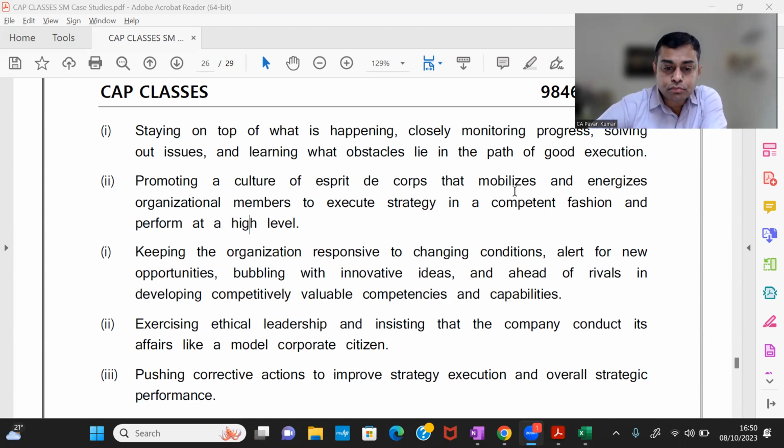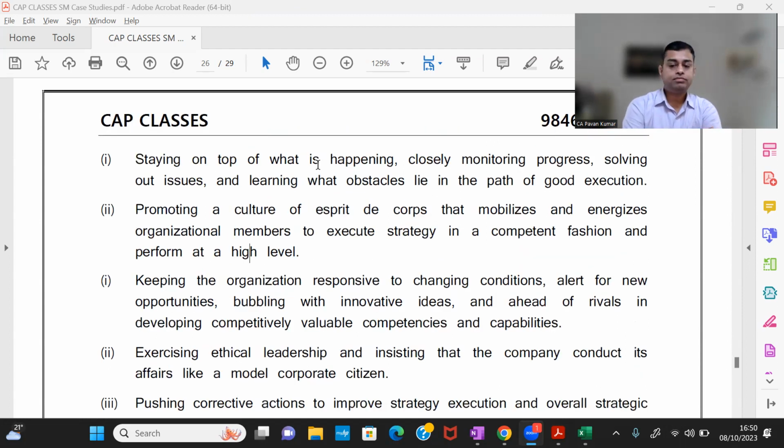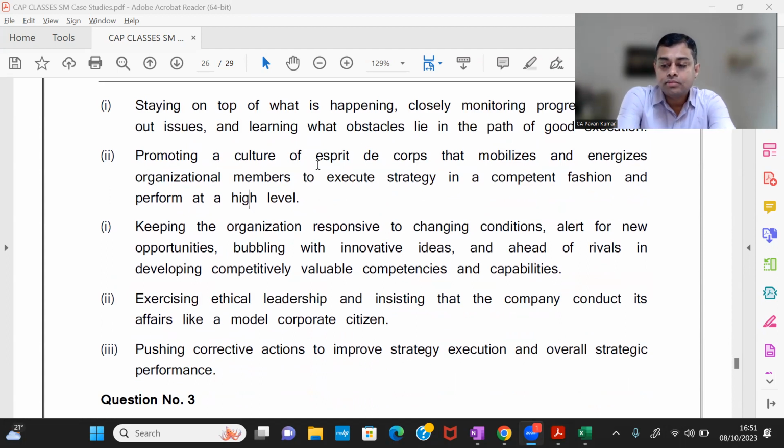Staying on top of what is happening, closely monitoring progress, sorting out issues, and learning what obstacles lie in the path of good execution. Promoting a culture of esprit de corps that mobilizes and energizes organizational members to execute strategy in a competent fashion and perform at a high level. Keeping the organization responsive to changing conditions, alert for new opportunities, bubbling with innovative ideas, and ahead of rivals in developing competitively valuable competencies and capabilities. Exercising ethical leadership and insisting that the company conduct its affairs like a model corporate citizen. Pushing corrective actions to improve strategy execution and overall strategic performance.